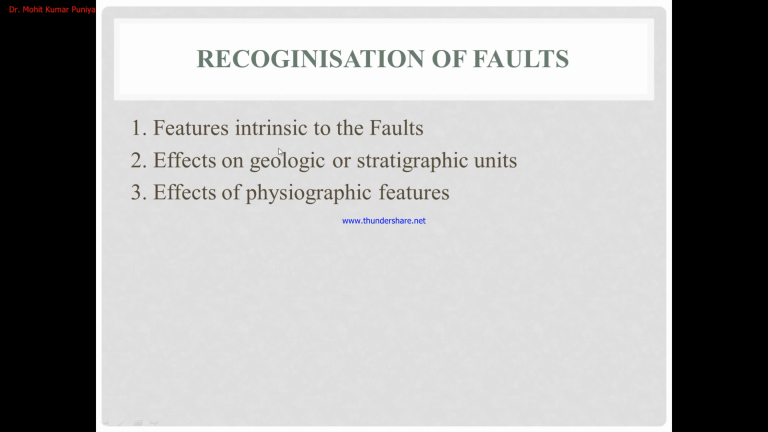The first one is features intrinsic to the faults, meaning those features that are associated with the faults. With the help of associated features, we can recognize the faults in the field. The second criterion is the effect of the fault on the geological or stratigraphical units. Based on the effect on stratigraphical units, we can identify the faults in the field as well. The third one is physiographic features, meaning topographical features. Those represent the faulting or the existence of any fault or discontinuity in the region.